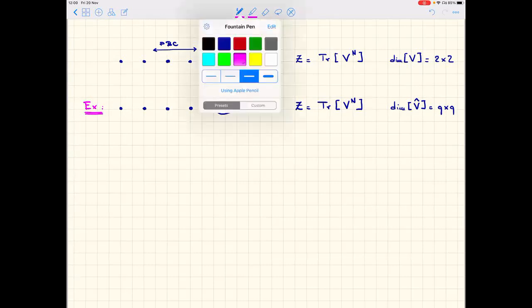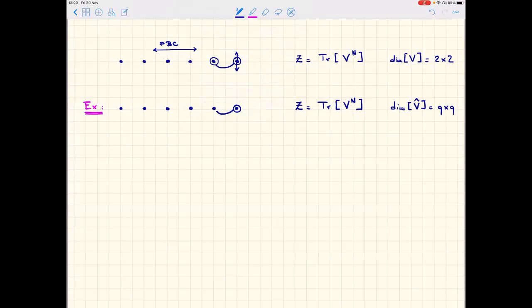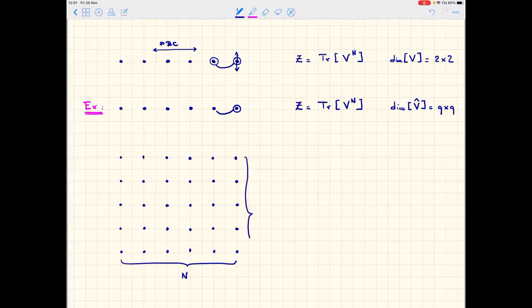Suppose now that instead of having a one-dimensional model, I have a two-dimensional model, like this one, defined on a square lattice. So what I have is, let's say, an Ising model in which I have n columns and m rows.